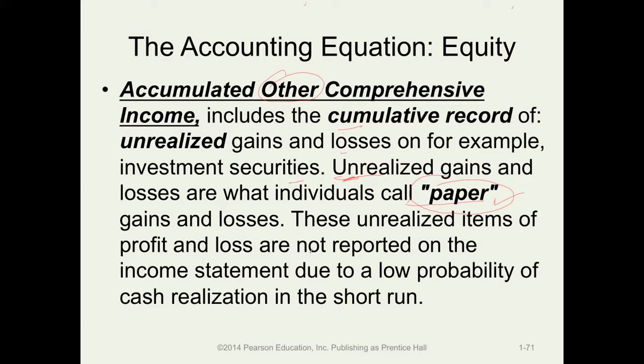So these are not reported on the income statement because there is a low probability that you're going to realize the cash in the short run. You're going to hold the Google stock. Let's say it's in your pension plan. You're not going to sell it. So other comprehensive income represents unrealized gains and losses that you don't expect to sell or realize in cash in the short run, in a short period of time.